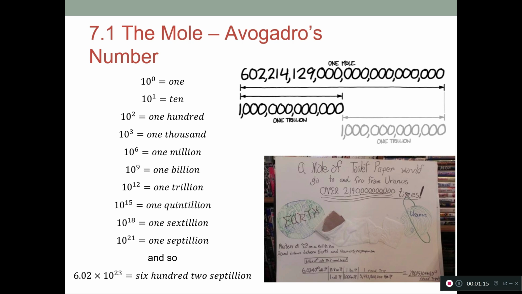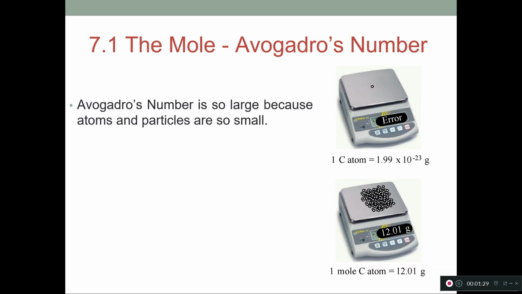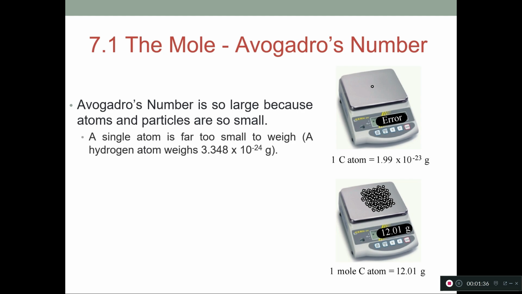So this is a very large number indeed. It's a 6.02, and then there's going to be 21 zeros after it. And so Avogadro's number is so large because atoms and particles are so small. So a single atom is far too small to weigh.